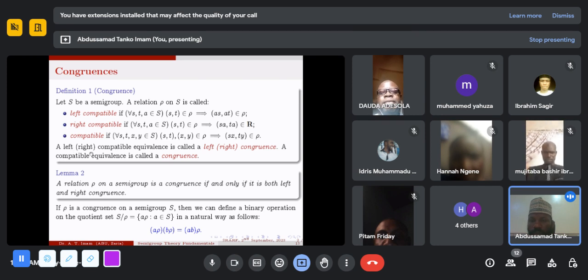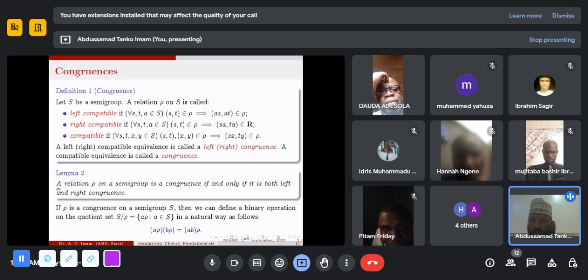And then a left compatible equivalence relation, so a relation that is left compatible and is an equivalence relation, will be called a left congruence. And if a right compatible relation is an equivalence relation, then we call it a right congruence. Then a congruence is a compatible relation which is an equivalence relation. So that is the definition of a congruence. So a congruence on a semigroup is actually an equivalence relation which is compatible.